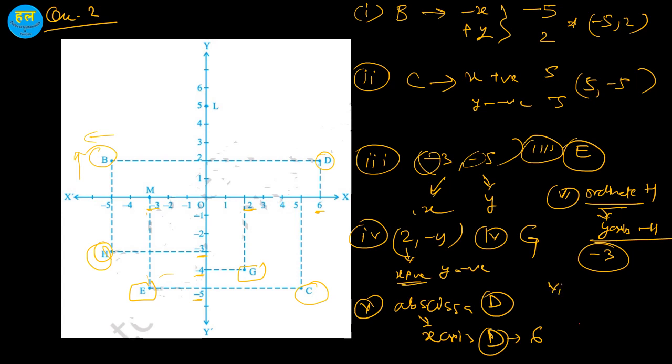Seventh, the coordinates of point L. This is point L. We have to find the coordinates. We can see here on the x-axis it is on the origin line, so x will be 0, and on the y-axis it is above the origin at 5, so it will be 5. So the coordinates of L will be 0 comma 5.